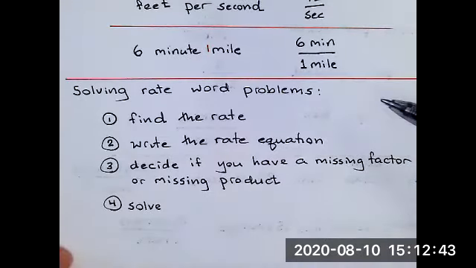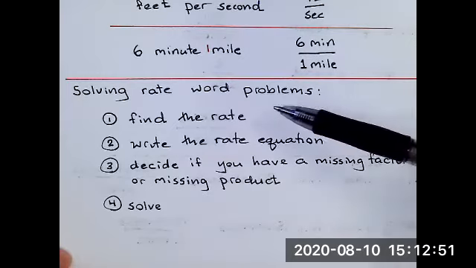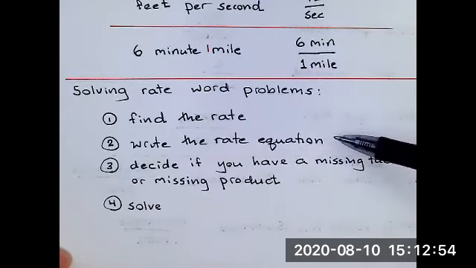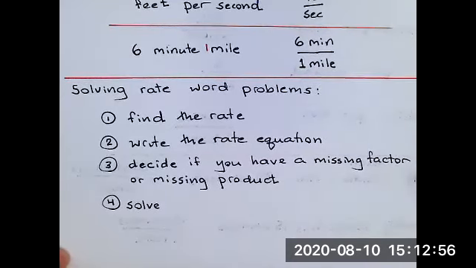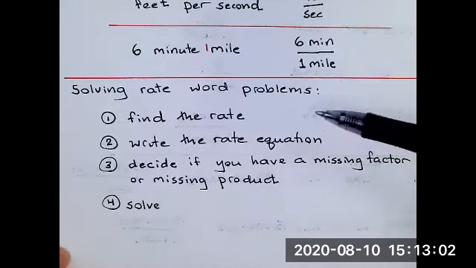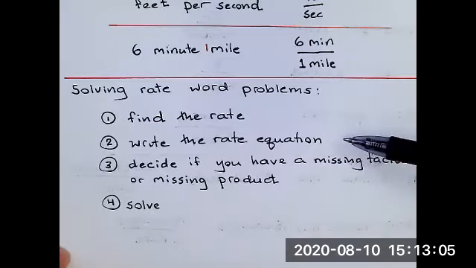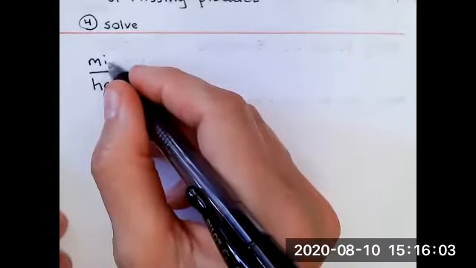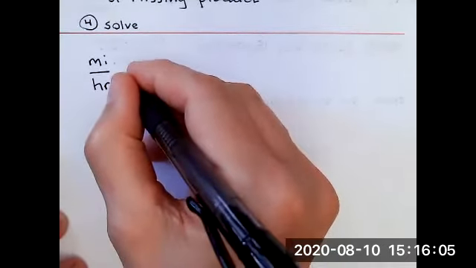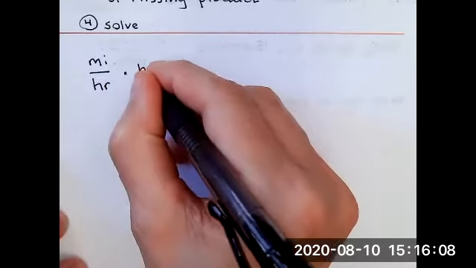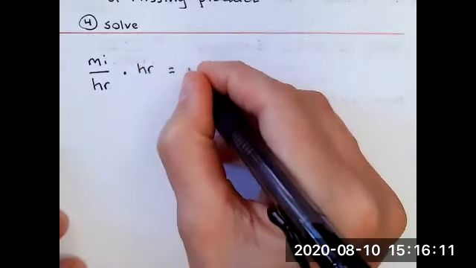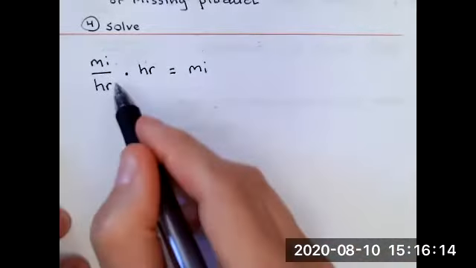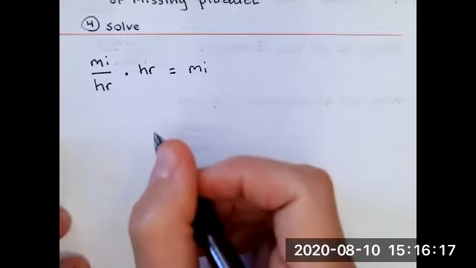Next, we're going to solve rate word problems. So first, you're going to find the rate, then write the rate equation, decide if you have a missing factor or missing product, and then solve. So now let's show you how to write the rate equation. If your rate is miles per hour, then you're going to multiply by hours and set it equal to miles. And it's like the hours cancel.